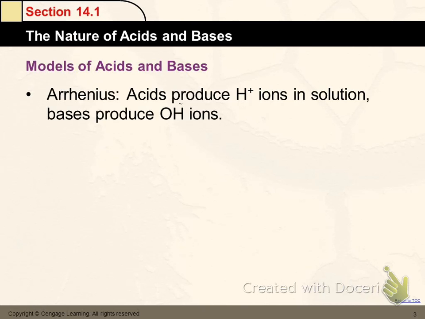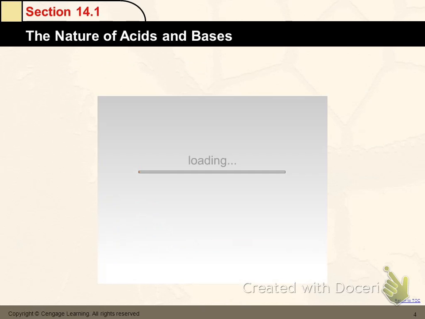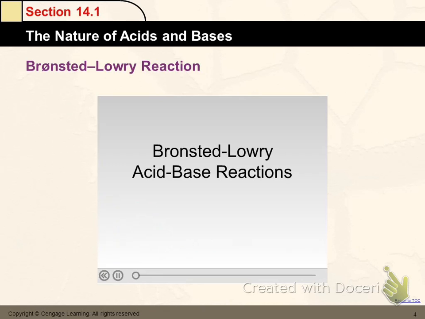Now, we have three main models that we're going to use in order to discuss acids and bases. The first, Arrhenius, which we've dealt with before, says that acids just produce H+ ions in solution and bases OH-. And then we have Brønsted-Lowry, which says acids are proton donors and bases are proton acceptors. This is where we're going to bring in our acid and our base. In this case, we'll use water a lot as our base because of its amphoteric properties. And in the end, we're going to form what are called our conjugate acid and conjugate base.